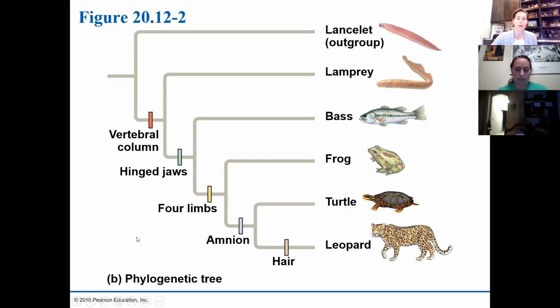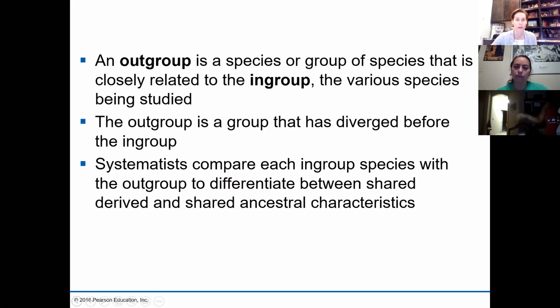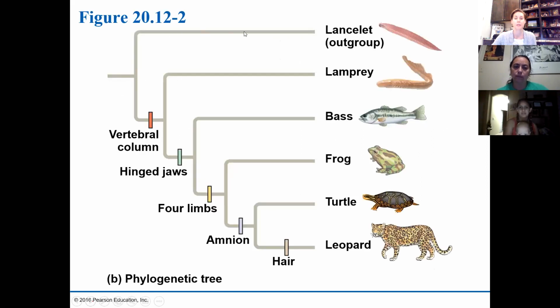Remember that we talked about a basal taxon being the thing that's out here. It's also called an outgroup. An outgroup is a species or group of species that's closely related to the in-group that's being studied. You could also say that this is a basal taxon because it derived early on and it's still alive.